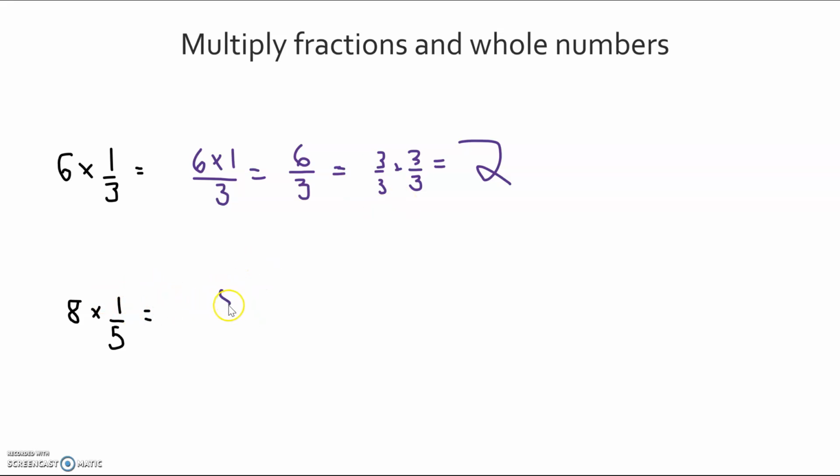And then lastly, 8 times 1 over 5, and that would equal 8/5. And we're going to find out how many wholes are in here. So it will equal 5/5 plus 3/5. So 5/5 is 1 whole, so that's going to be equal to 1 whole and then 3/5 left over. 1 whole and 3/5.